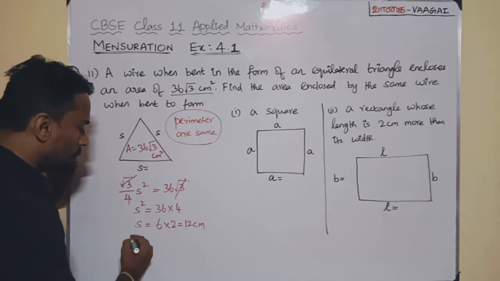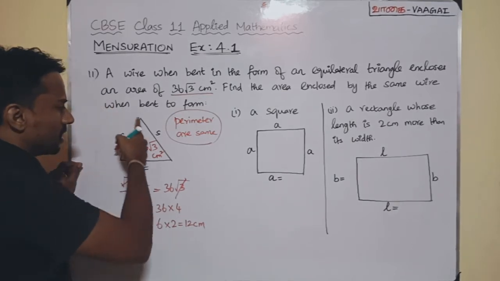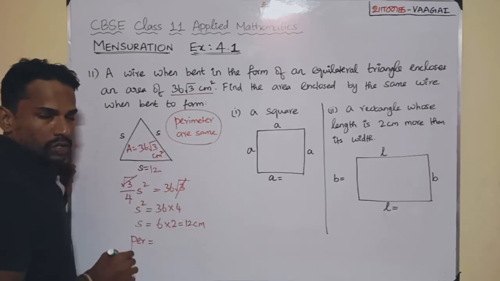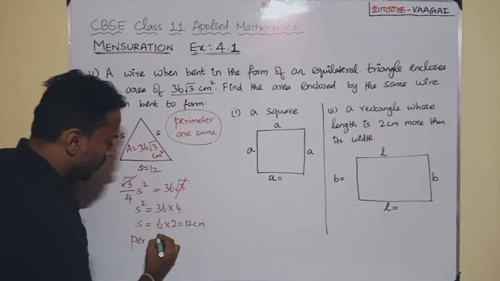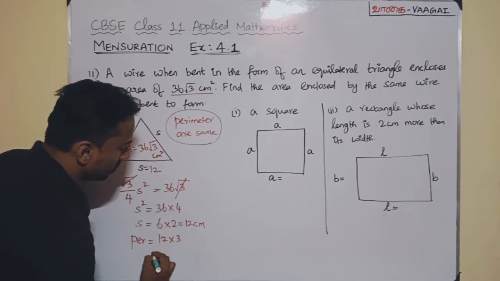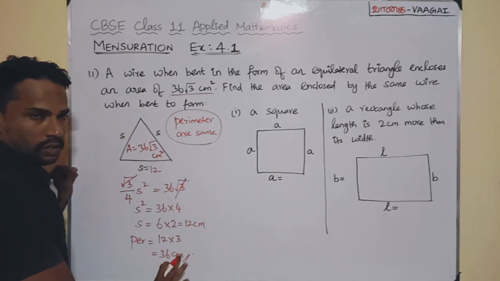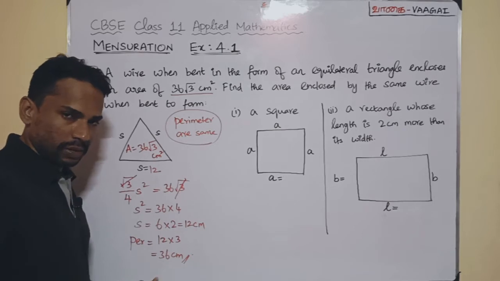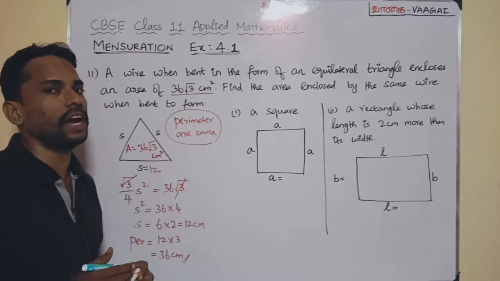That means what will be the perimeter? See, each side is 12. So this is 12, here 12, here 12. So the perimeter of this equilateral triangle is going to be 12 threes are 36 centimeter. So this is the first point we are catching from this one. Now the moment we catch this, the perimeter is 36 centimeter, we can understand that the length of the wire is 36 centimeter. That's it. This is a key idea.